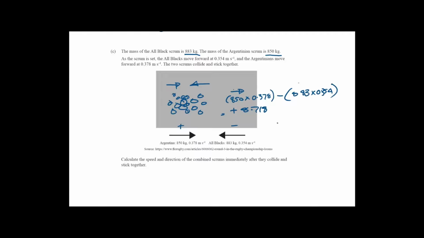So the momentum is 8.718 kilogram meters per second in that direction. So how fast is it going to be moving? Well, we're going to be looking at the total mass, and that's going to be both of the packs. So that's going to be 850 kilograms plus 883 kilograms, and it's going to give us 1733 kilograms.